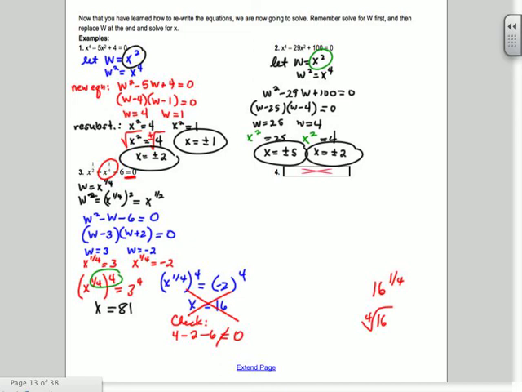If you check 81, 81 does work. So 81 to the 1/2 is 9, minus 81 to the 1/4. What's 81 to the 1/4? 3. 9 minus 3 minus 6, that does equal 0. So 81 works. All right, I knew from this step right here that that was not going to work.